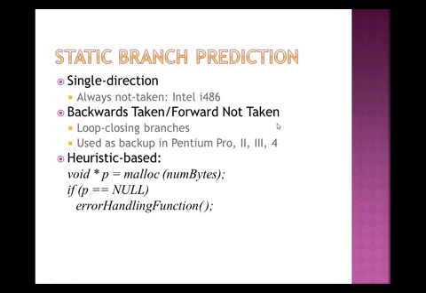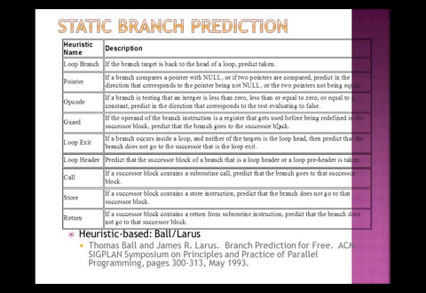Then we also discussed the next topic, branch prediction, that is static branch prediction. So one is dynamic, one is static branch prediction. These are the heuristics that are used in static branch prediction. These are the heuristic names and their descriptions.